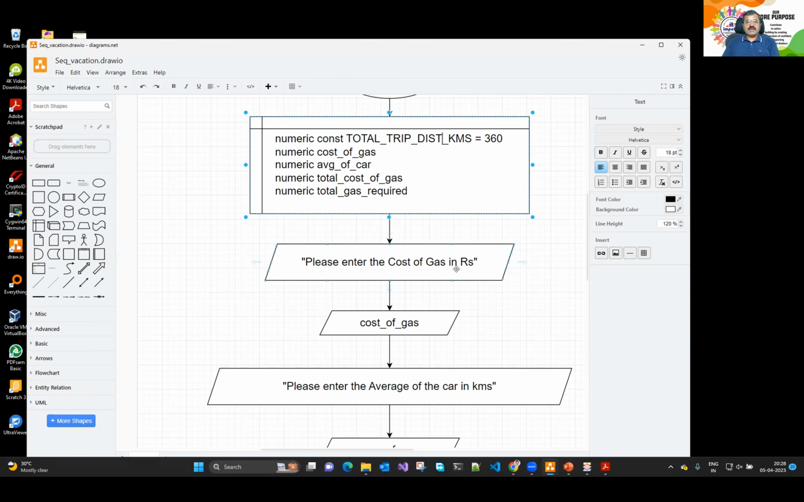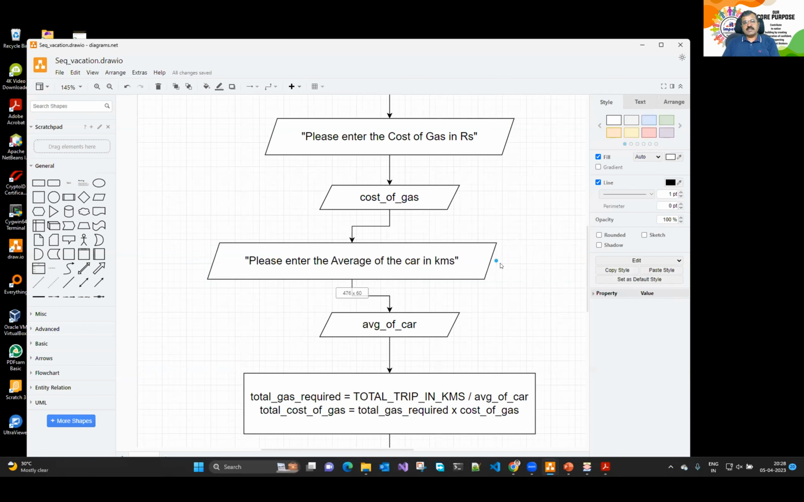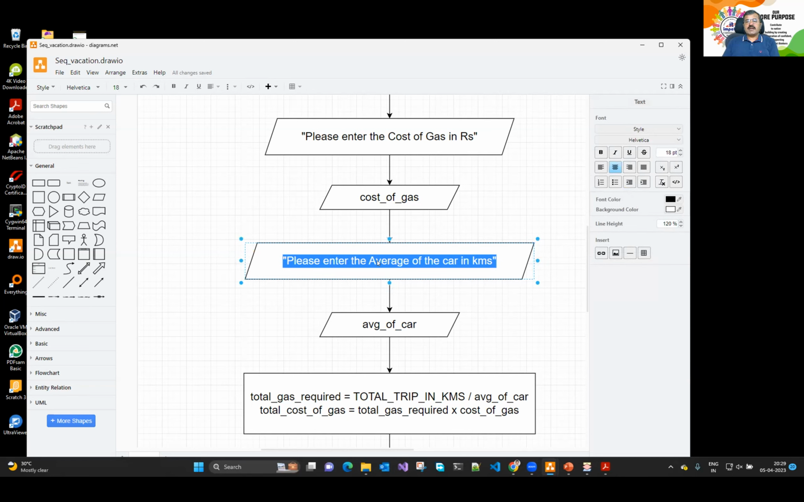Please enter the cost of the gas in rupees. Okay. Cost of the gas. Please enter the average of the car in kilometers. Now, can we rewrite this particular statement just to make it more readable? Anybody, any idea? You get confused at times. So let's try and make it as simple as possible. Your statement should not be confusing at all. So what is a statement that even a newbie can understand?